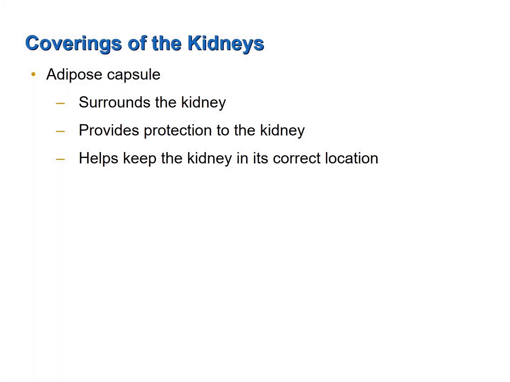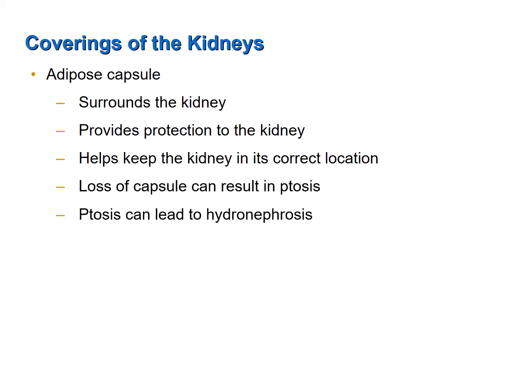This fatty mass, called an adipose capsule, which surrounds the kidney, in addition to holding it in place, also does provide some protection for the kidney. In cases such as starvation, or a disease such as bulimia, where one puts oneself in such a negative energy balance that some of your visceral fat is used as a source of energy, that loss of the adipose capsule can cause the kidney to fall out of its normal position.